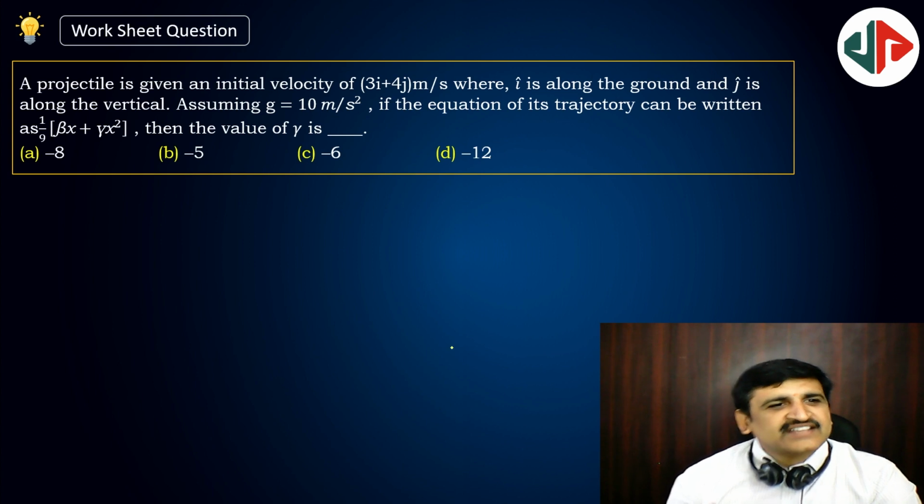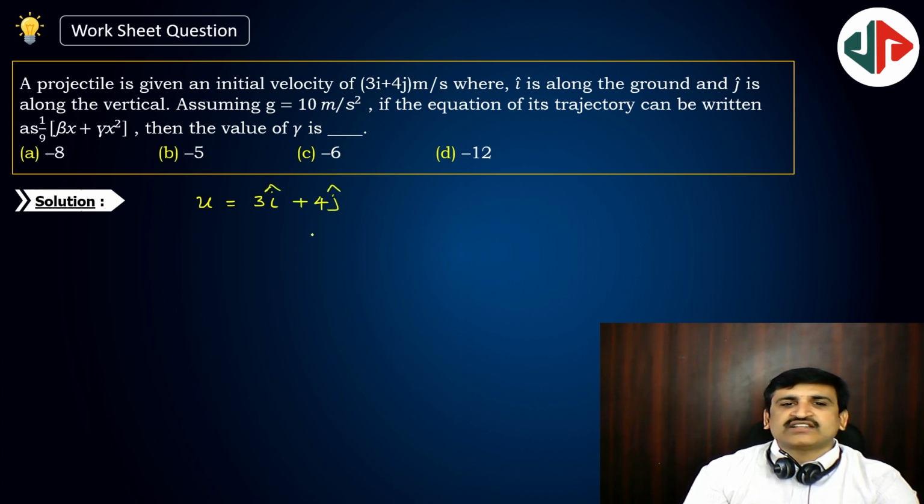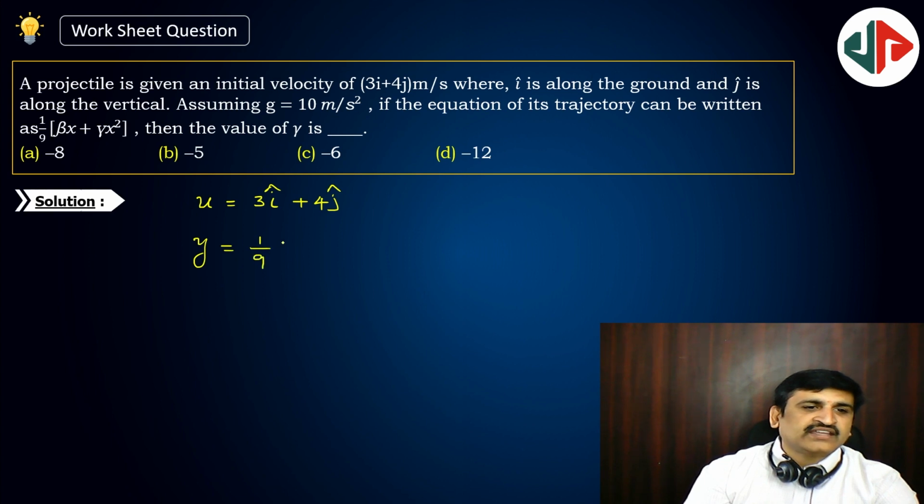A projectile is given an initial velocity. This is called data interpretation. Data should be converted into symbols so that you can get a formula easily to solve the problem. 3i plus 4j he has given. Units are SI, i is along the ground and j is along the vertical, assuming g equal to 10. If the equation of the trajectory is written as y is equal to 1 by 9 beta x plus gamma x square, then gamma is equal to, that is the question.